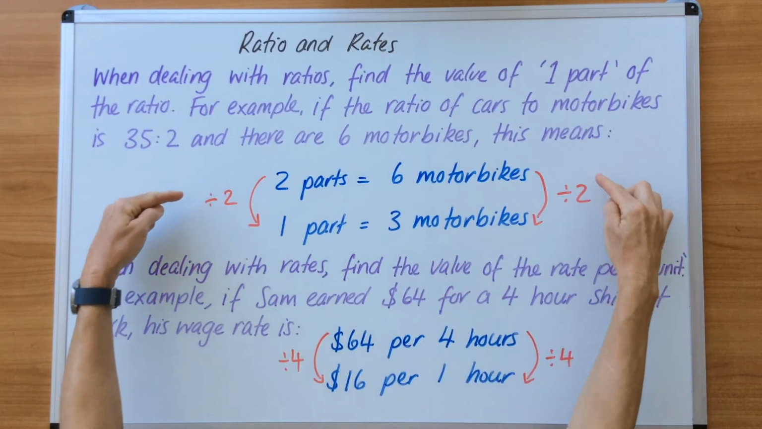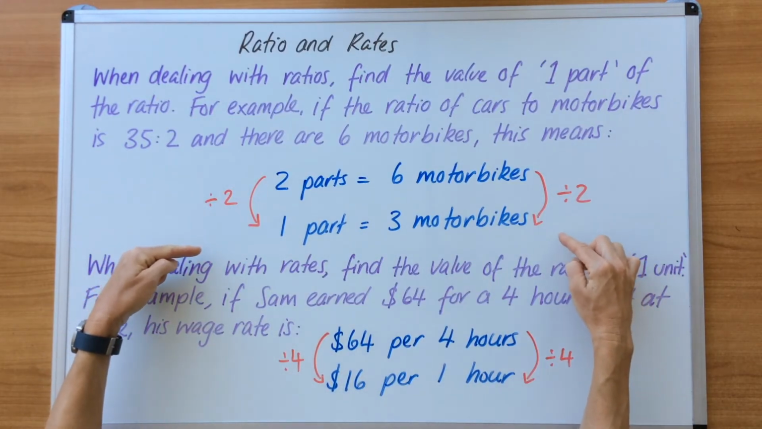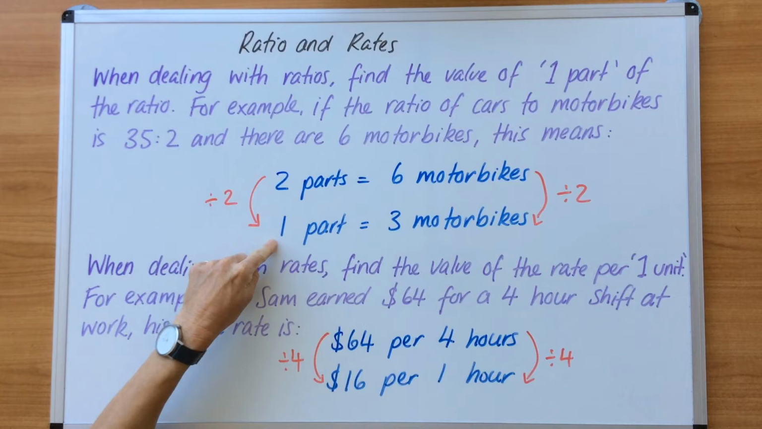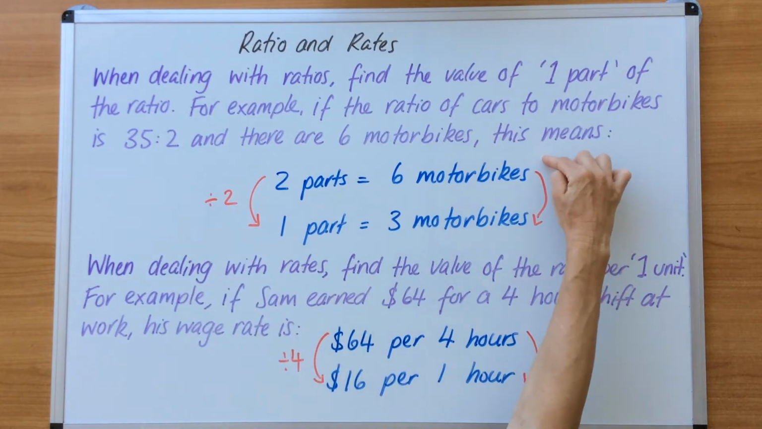So you must do the same thing on both sides here. What you do to this part to get back down to 1, you must do the same thing on this side.